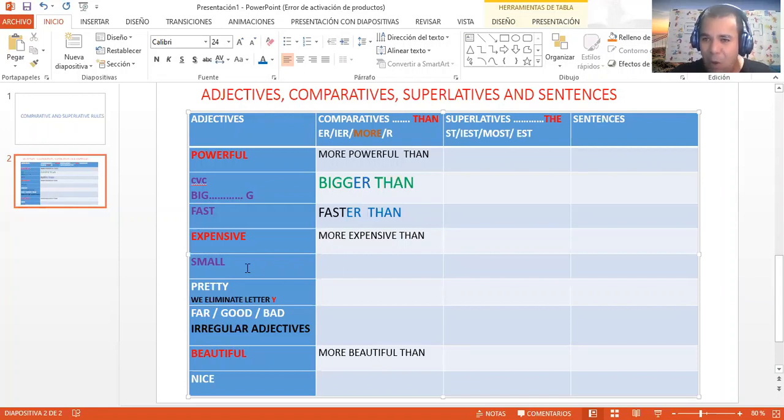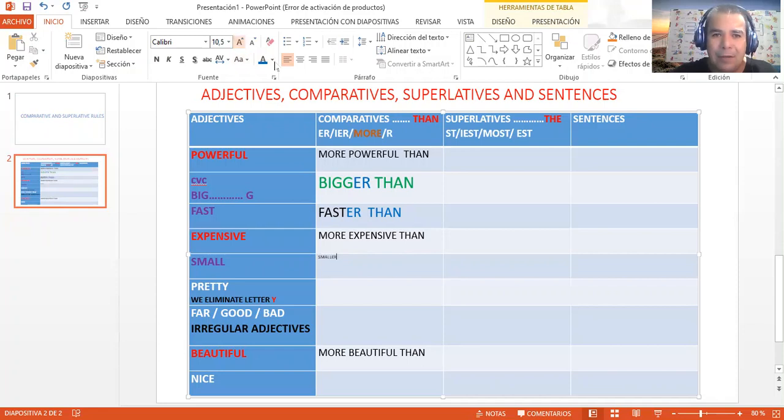Next one, we have small, the same. Small, the last three letters are vowel, consonant, consonant. No, it's not the same formula as big. So we write small, and then we need to put, only for one syllable adjectives, remember, this one that we're gonna use, ER. So we put ER, so at the end, the way that we read it is smaller than.